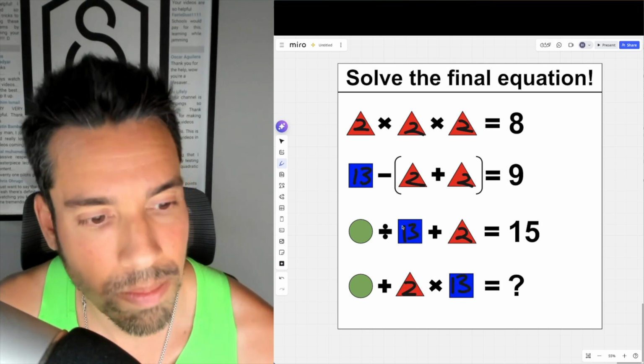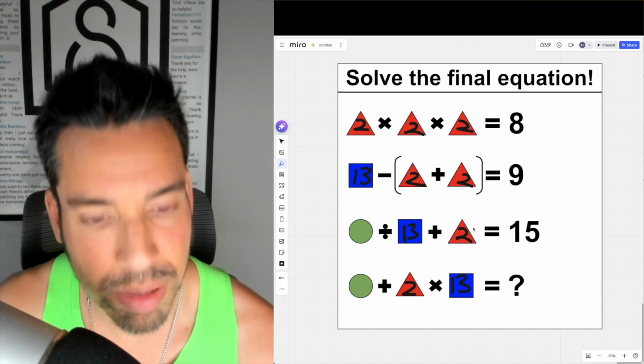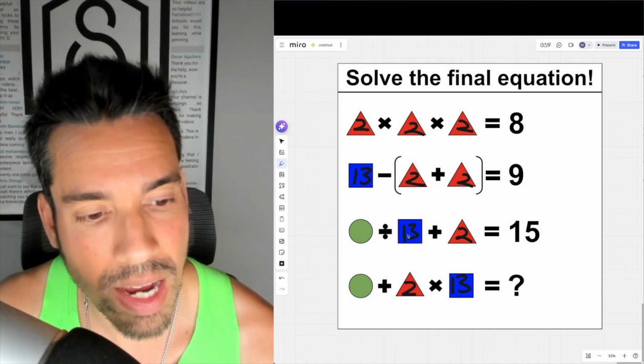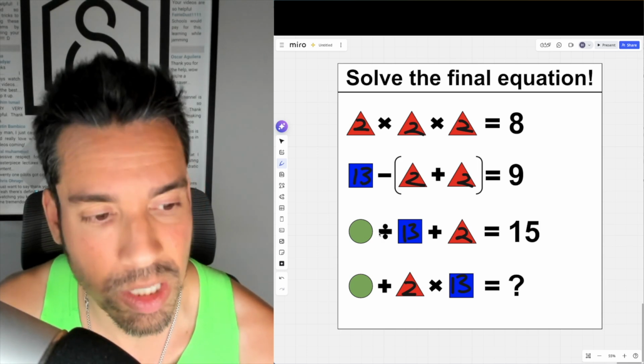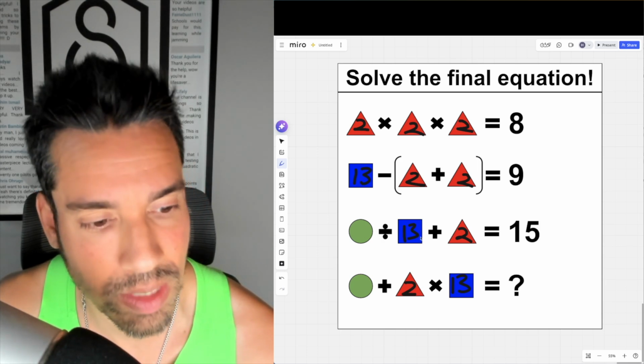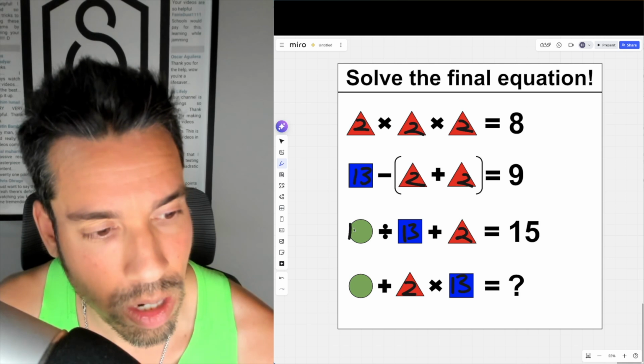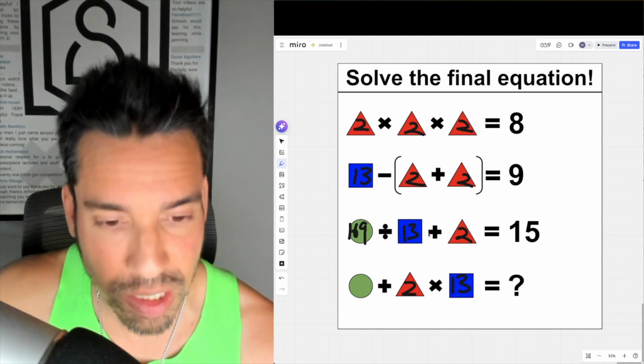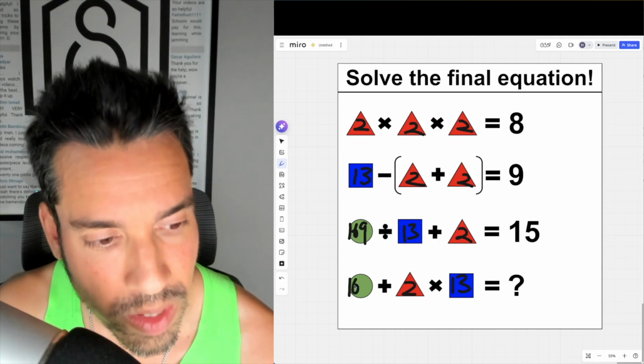Now we get something divided by 13 plus 2 is going to be 15. So what divided by 13 is going to give me 13, because 13 plus 2 is 15? That's going to be 169, right? 169 divided by 13 is 13, plus 2 gives me 15, which means the green is 169.